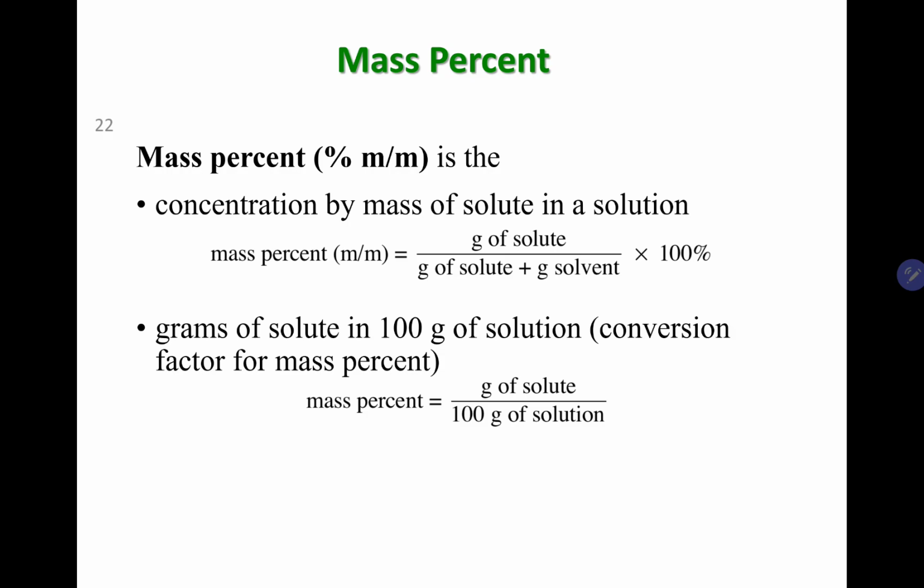As the name implies, in mass percent, concentration is defined as the grams of solute you have in grams of solution that you have. But here's where most people get confused. Remember, in concentration, the bottom term is always the amount of solution.